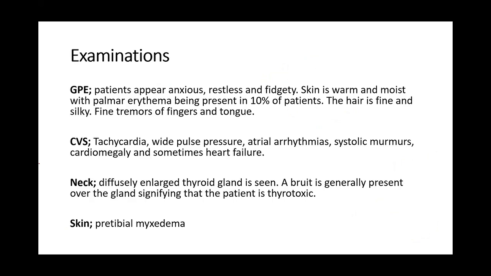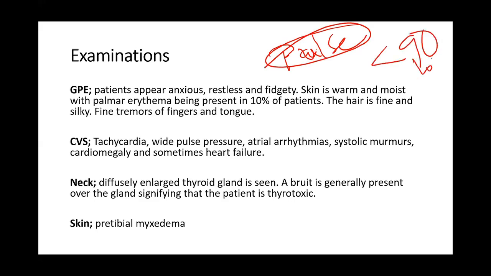Now, CVS, they have tachycardia. That's why when you are following up a patient on medical treatment, the important examination you do is to measure the pulse rate, okay? When the patient is on antithyroid drugs, you should measure the pulse rate on follow-up, and you ensure it is less than 90 beats per minute. When it's more than 90 beats per minute, they still have tachycardia. They have wide pulse pressure, atrial arrhythmia, systolic murmurs, cardiomegaly, and sometimes heart failure.